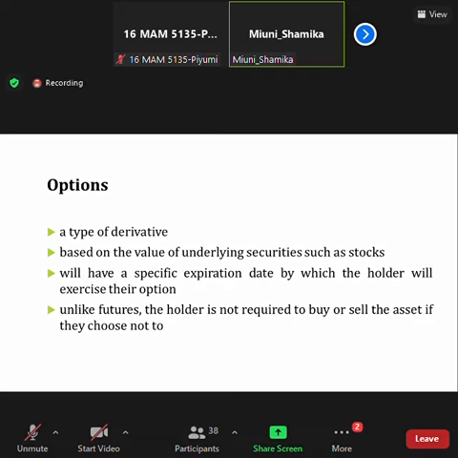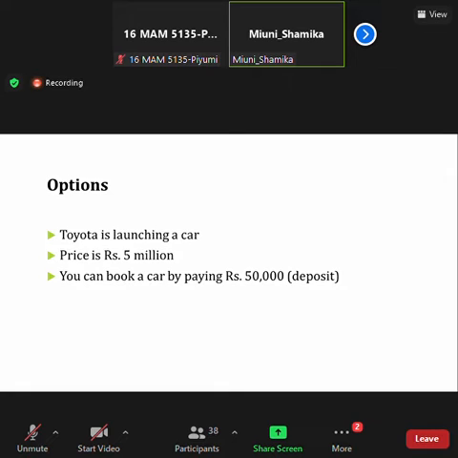But this is only for the option holder. There are two parties in a derivative contract. So this option right will be given only to one party, which we call the option holder, option buyer, right? The specialty in an option is the holder is not required to buy or sell the asset if they choose not to. But remember, only one party will get this right. Right, so this is an option.